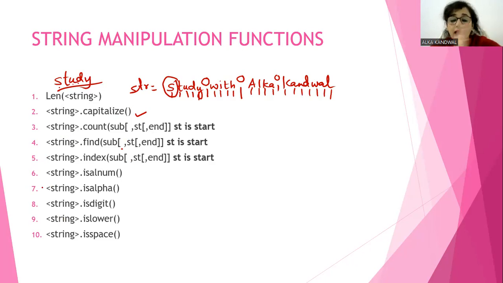Now what is the syntax? Syntax क्या है? जैसे कि यहाँ पे सब लिखा है, फिर यहाँ पे start लिखा है, end लिखा है, start is the start, end is the end. Now what do we understand?